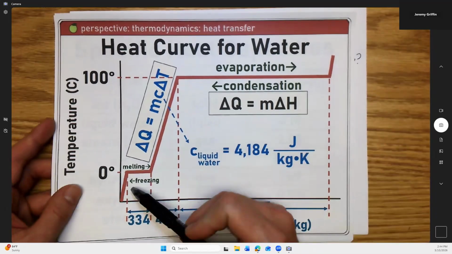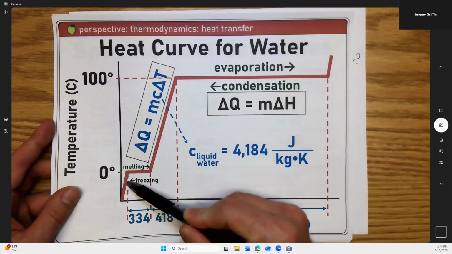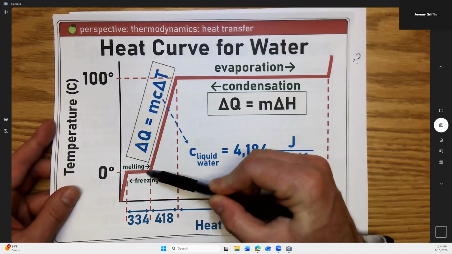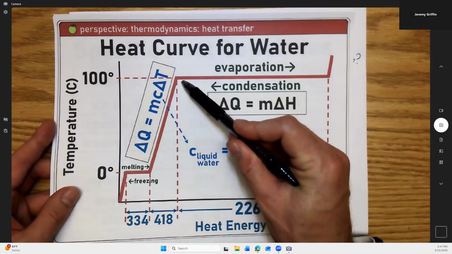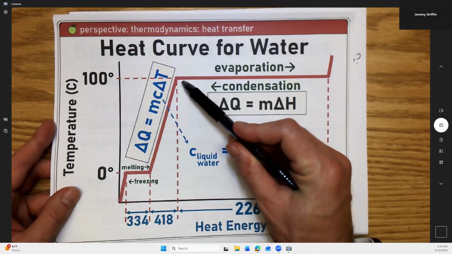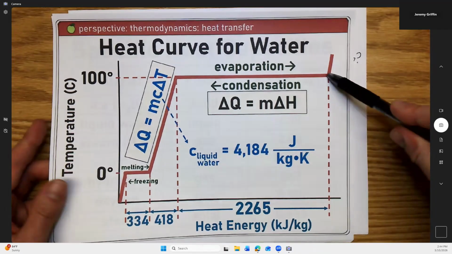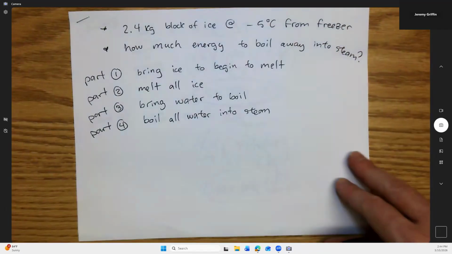So in this part of the story, we're taking a cold ice cube out of the freezer. We have to bring it up to the point where it begins to melt. And then here's the whole melting process. Now we've got a puddle of very cold water. Now we're bringing that water up to the point where it can begin to boil. Here's boiling, boiling, boiling. Now it's boiled all the way, right here. That's the end goal for this question. Okay, you guys good with that?